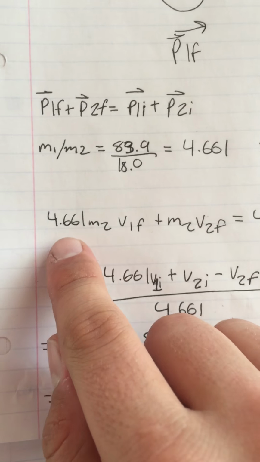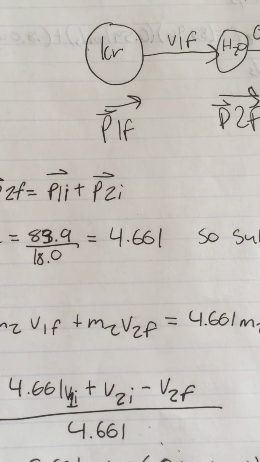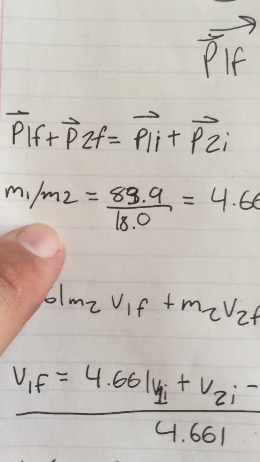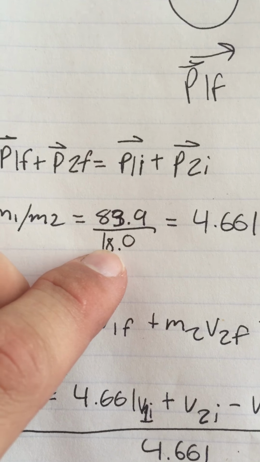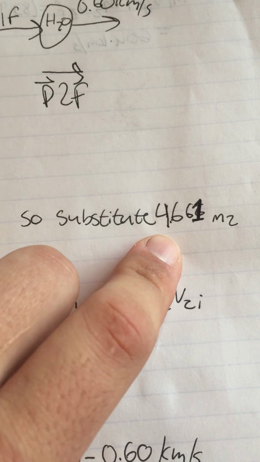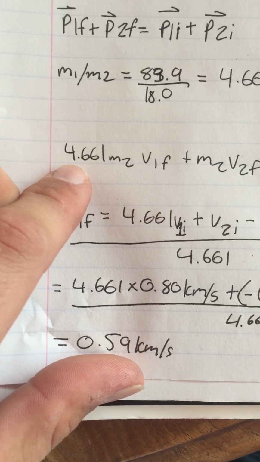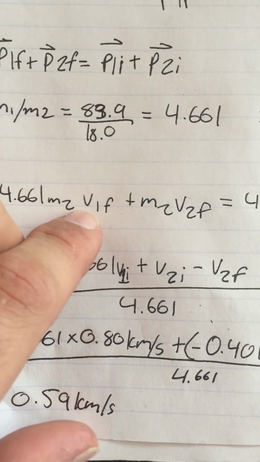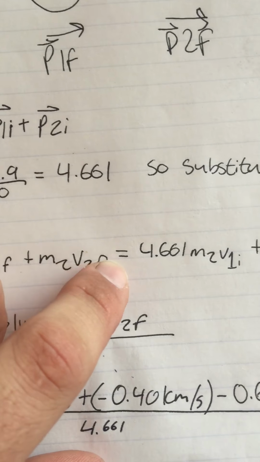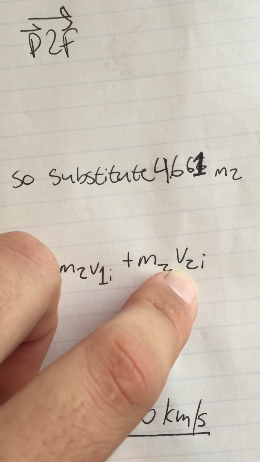So we know that since M1 divided by M2 equals 83.9 divided by 18, it's 4.661, so we can substitute this for M1: 4.661 M2. So we come here and plug it in, and it gives us 4.661 M2 V1 final plus M2 V2 final equals 4.661 M2 V1 initial plus M2 V2 initial.